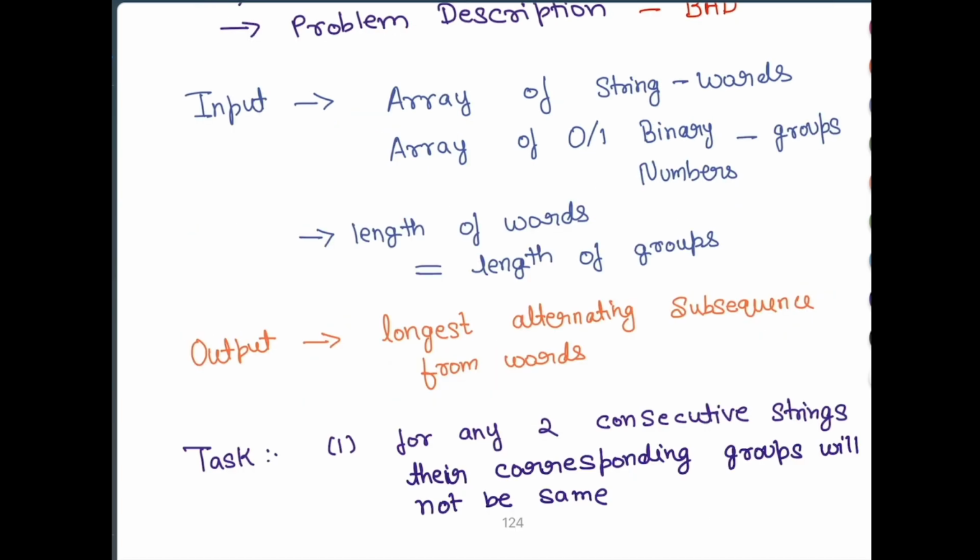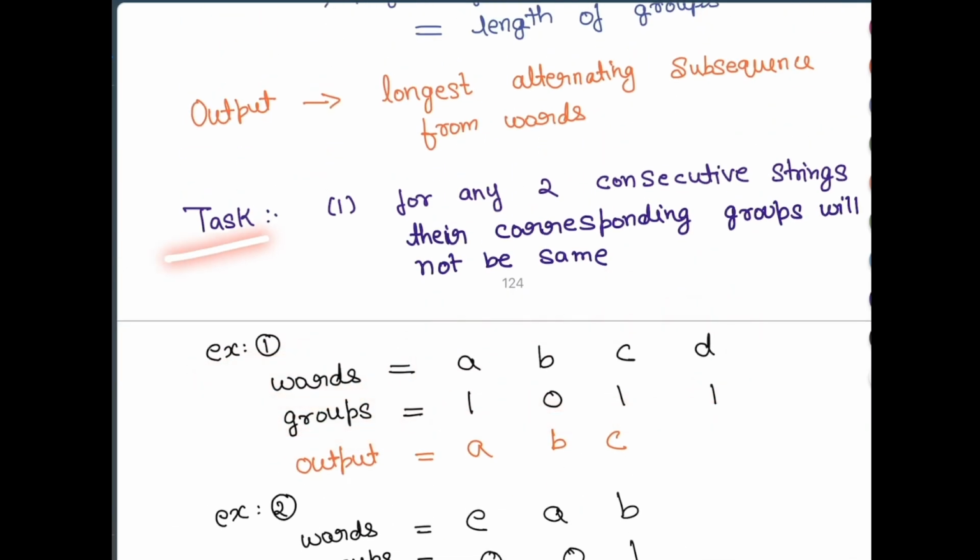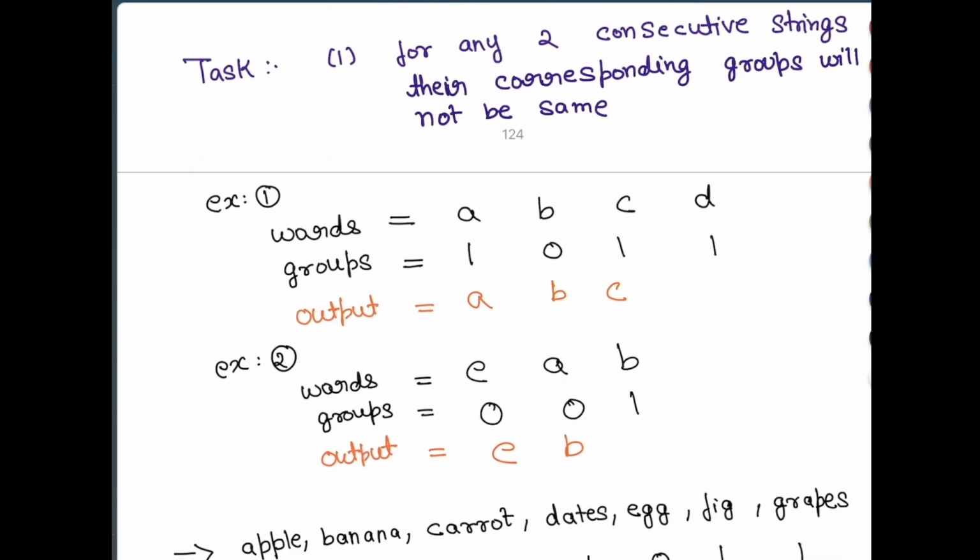Now this might sound a bit confusing, but let us understand it using a few examples. So in example number 1, the given words array consists of 4 strings A, B, C and D, and the given groups array is 1 0 1 1. Now if you read back the task statement, for any two consecutive strings, their corresponding groups should not be the same. Now the thing is, the length of words and length of groups are the same, right? It means they both will have the same indexes. For example, in example number 1, the indexes are going to be 0 1 2 3.